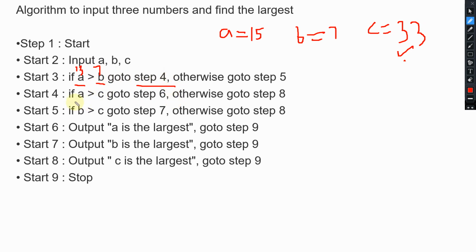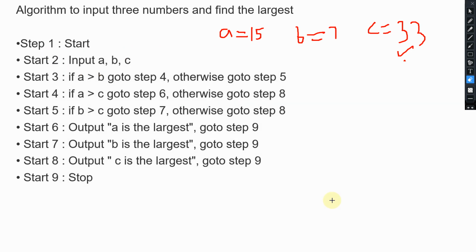At step 4, we are checking if A is more than C. No, A is 15 and C is 33, so it is not true. So it will go to the otherwise part, which is go to step 8, and on step 8 we are just printing that C is the largest, and then go to step 9 and immediately it will stop.